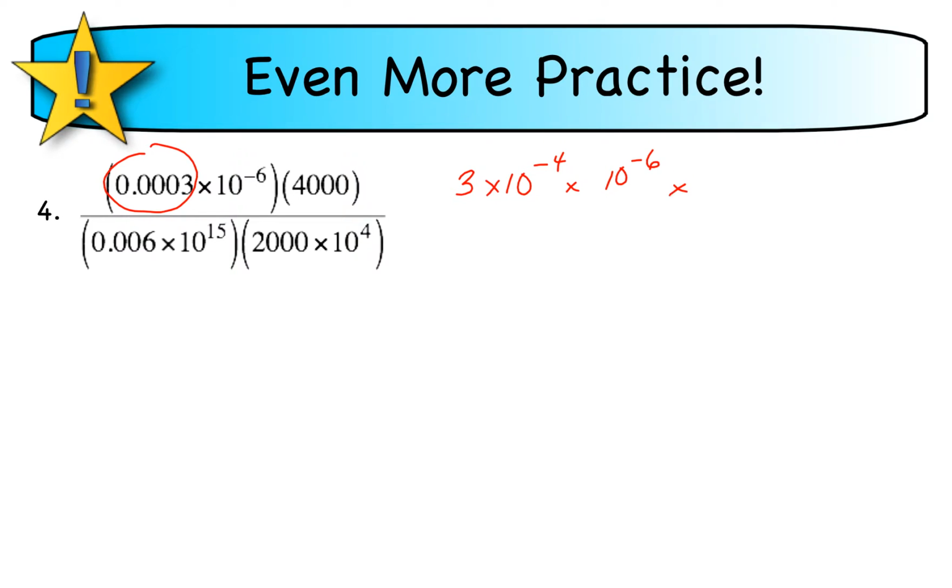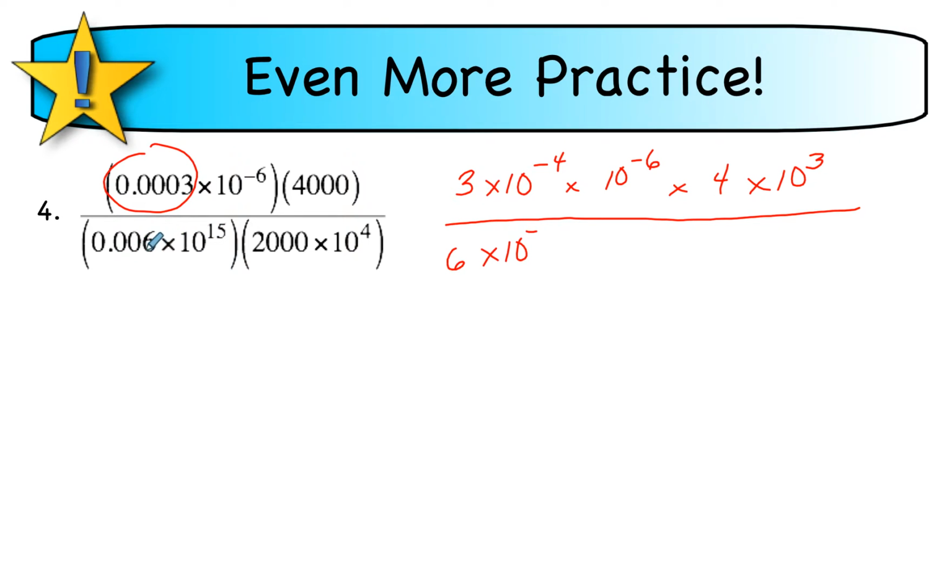And then we're also going to multiply this by 4 times 10 to the, this would be 10 to the third, right? 4 times 10 to the third is 4,000. And then our denominator, let's take a look at that. This piece alone right here, the 0.006, is 6 times 10 to the, remember it's less than 1, so it's a negative exponent.